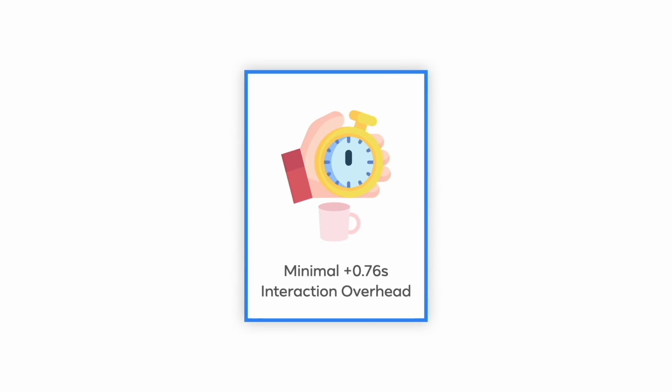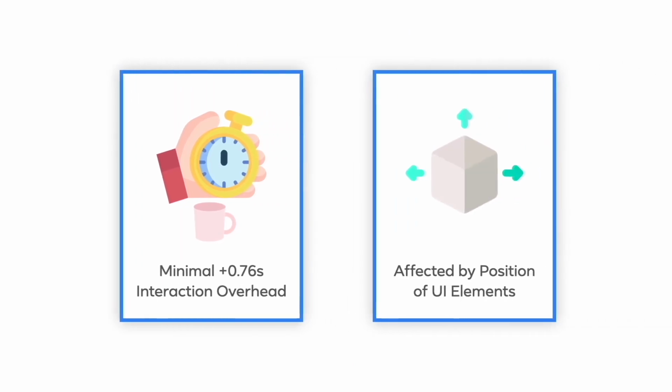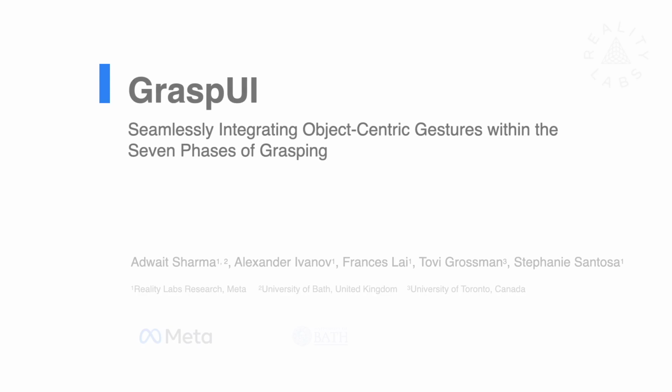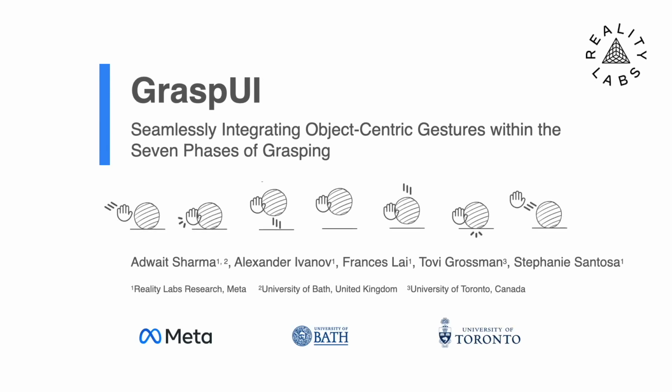Across 560 trials, we found that adding GraspUI interactions resulted in a small additional amount of time to perform interactions with the cup. We also found that the placement of UI elements in each phase had a significant impact on the viewer's comfort level when performing interactions. Our GraspUI design space enables interactions at each phase of the grasping process. For more information about our results and design guidelines derived from our system evaluation, be sure to check out our full paper.